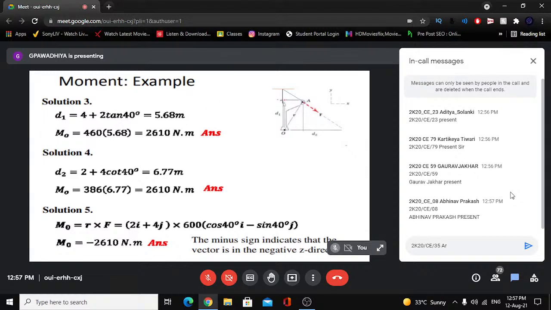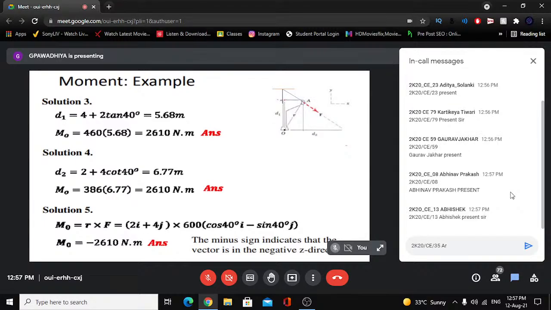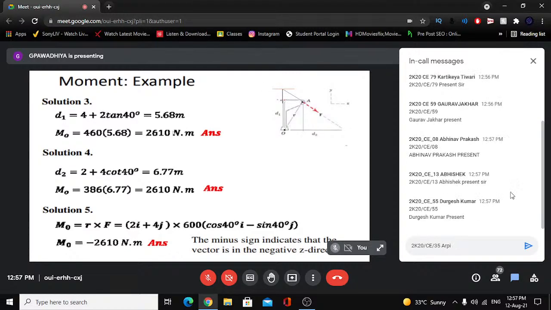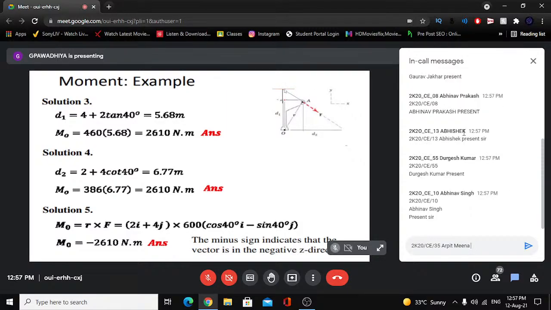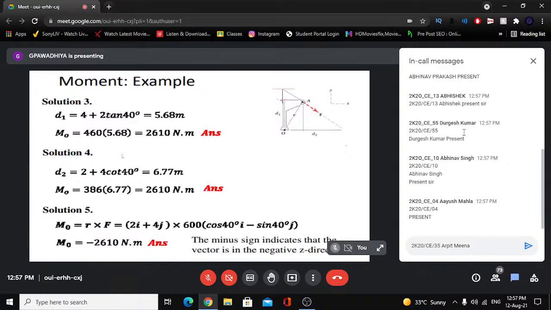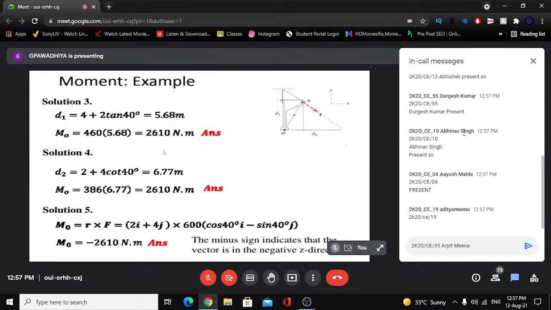So D1 here is actually this. This distance is 4 and this angle is 40 degrees, so this opposite angle is 40 degrees. So this distance will be 2 tan 40. So 2 tan 40 plus 4 would be 5.68. So 460, that is the Fx component, is shifted to this point. That is the application of the law of transmissibility of forces. So we are shifting this force to this point, and then 460 into 5.68 is 2610.